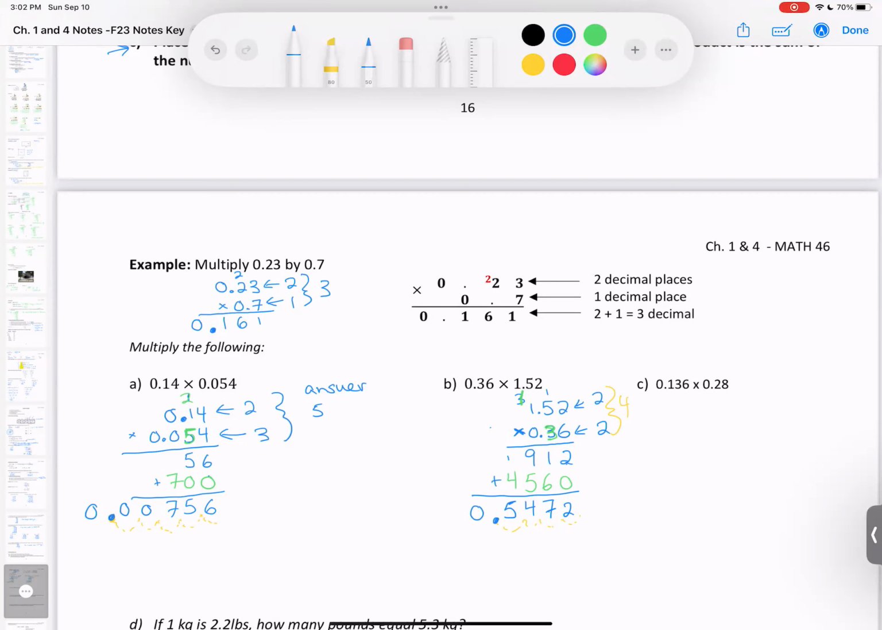And let's do C together. So remember, you don't have to line up those decimal points like you do with addition. We're going to start then by multiplying out that 8. So we've got 8 times 6 is 48. 8 times 3 gives us 24, so plus 4 would be 28. 8 times 1 gives us 8, plus another 2 gives us 10.